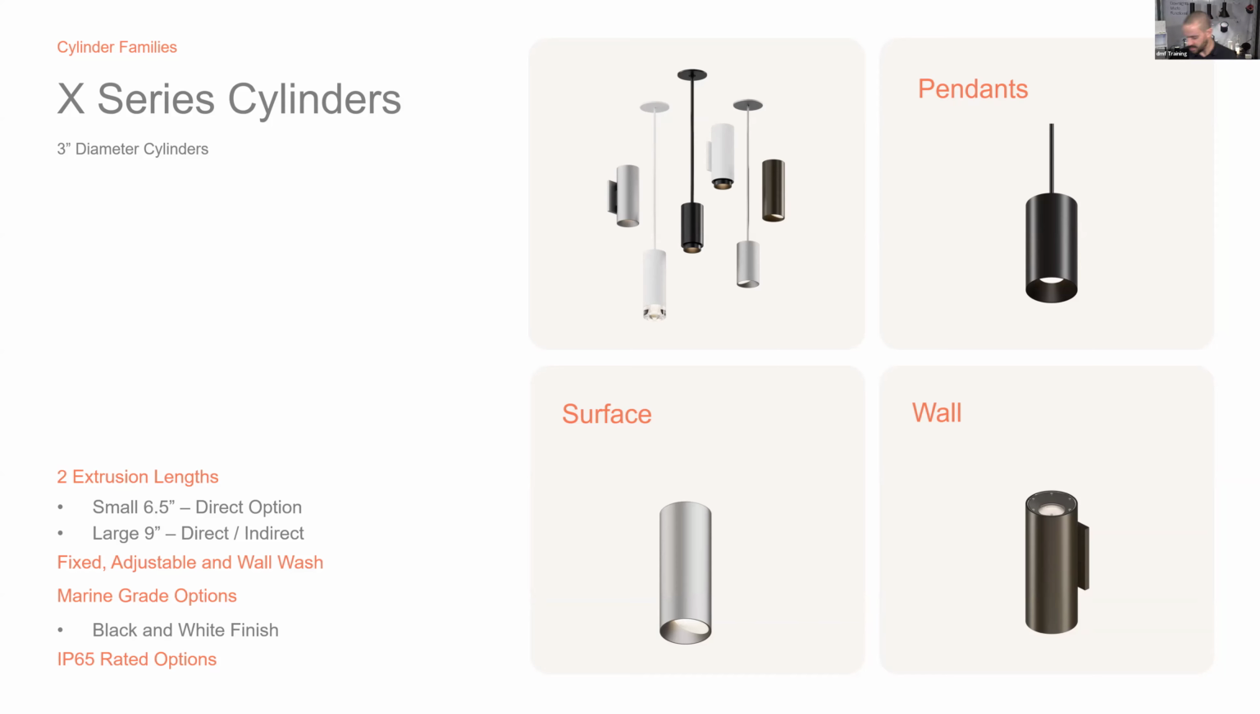And then in terms of the lumen outputs, this again accommodates the X series downlight modules, so you can get up to 1500 lumens in one of those modules. Similarly, we have marine grade options as well as those IP65 rated options. And one thing I did want to point out that's a great feature for the X series cylinders. So in terms of the pendants, we have our cord mounted and our rigid stems for both of these families.